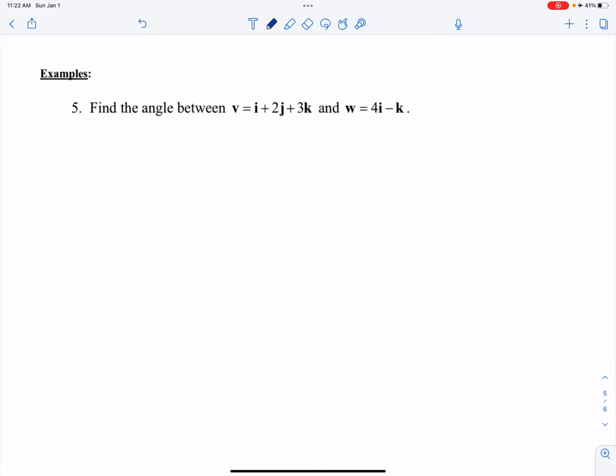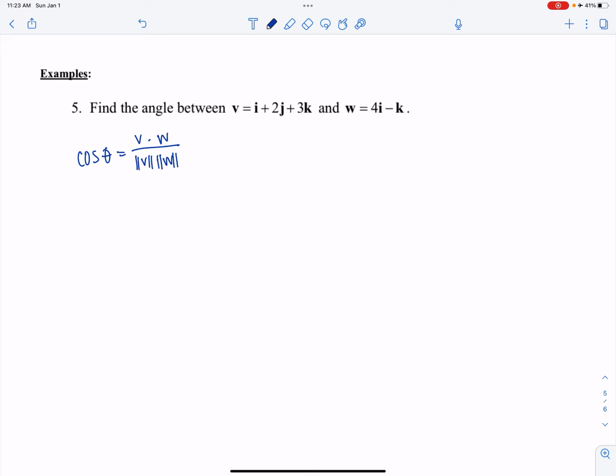Example 5. Find the angle between these vectors, V and W. V is i plus 2j plus 3k, and W is 4i minus k. We have cosine theta equals U dot V over the magnitude of U times the magnitude of V. This will give us the formula so that we can solve for that angle theta. In this case, our U and our V are represented by V and W.